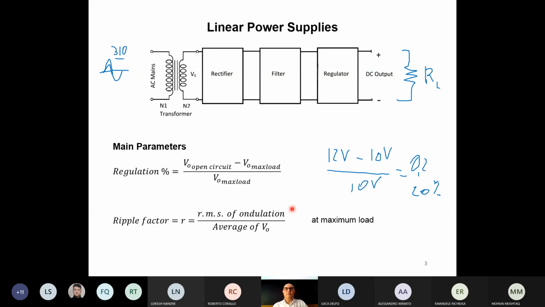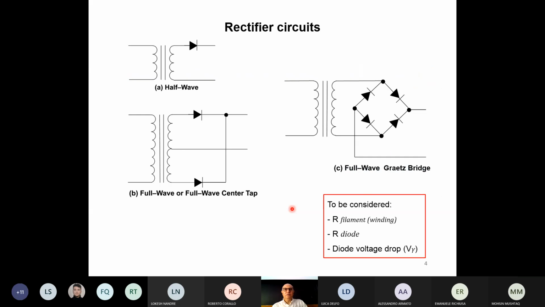It's just a matter of making some integrals, which is quite boring. Okay, so now the first block that we are considering. The first blocks have to do with the rectifier circuits.